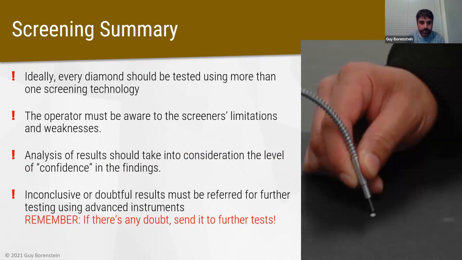So to sum up, I will also say that every diamond should be screened today, and you need to use more than one screening technology.